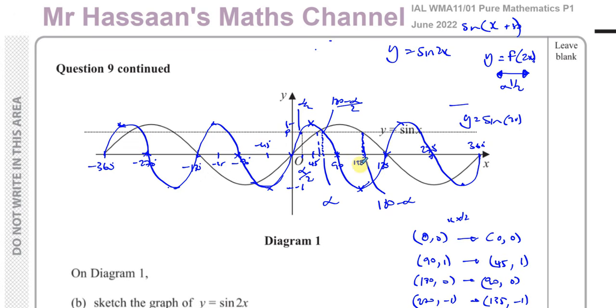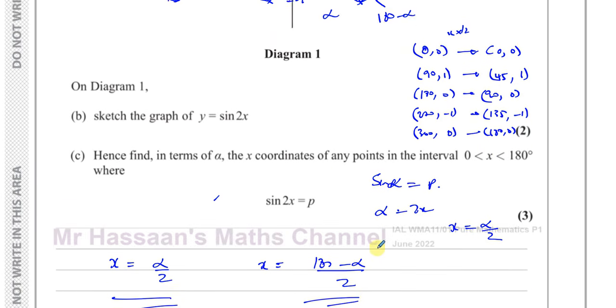If it was the sine of alpha, this is the other value: the sine of 180 minus alpha equals p over here. That's where the x value is 180 minus alpha, the other time where it hits the curve at the point P. The line y equals p hits this curve again at 180 minus alpha, as we determined from the first question. So when it's sine of 2x, that x value is going to be halved, so it's going to be 180 minus alpha divided by 2. I hope that makes it a bit clearer.